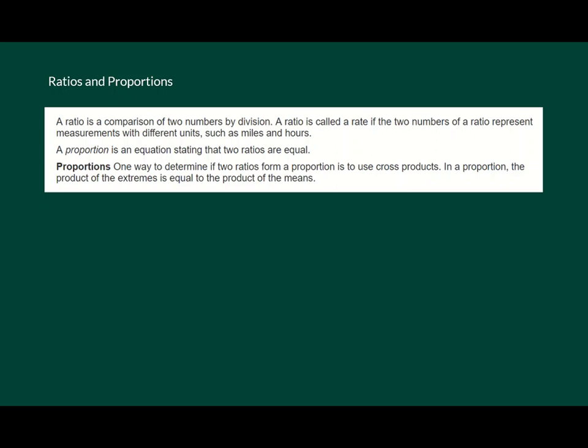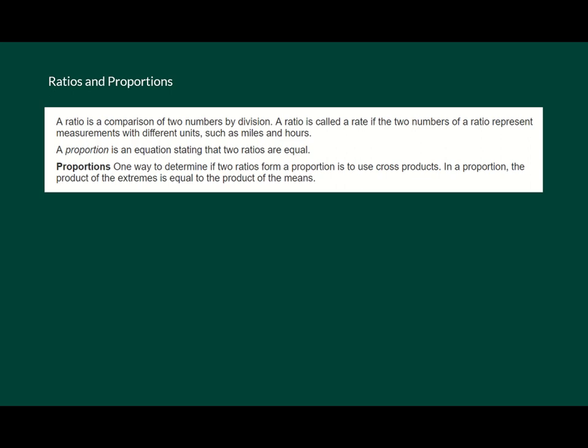Today we're going to be discussing ratios and proportions. A ratio is a comparison of two numbers by division. A ratio is called a rate if the two numbers of a ratio represent measurements with different units, such as miles and hours. A proportion is an equation stating that two ratios are equal.